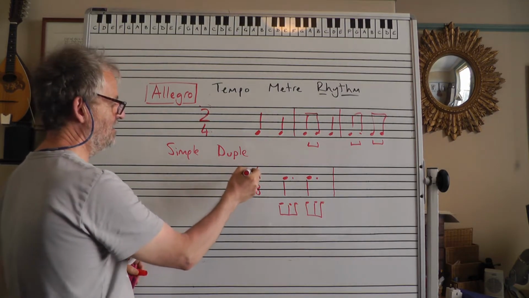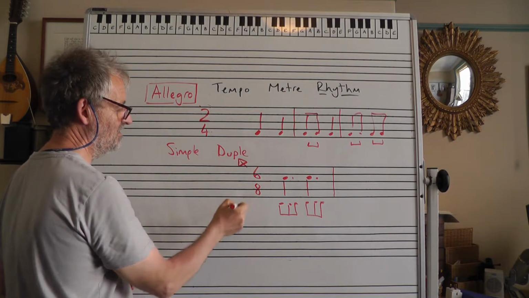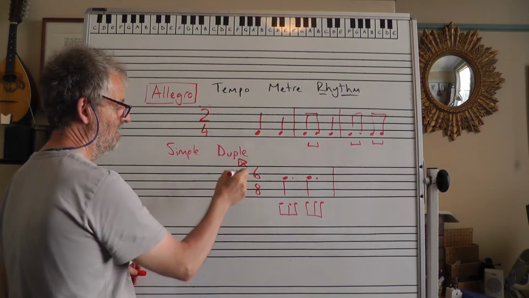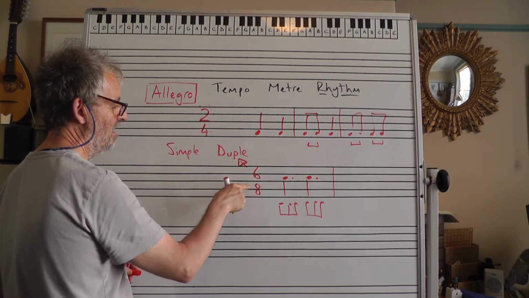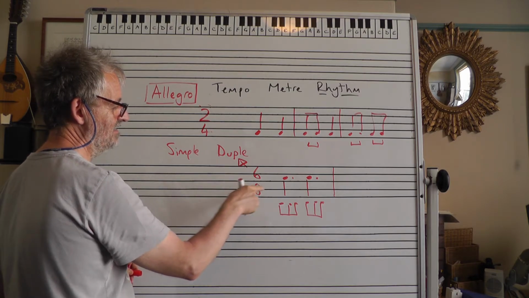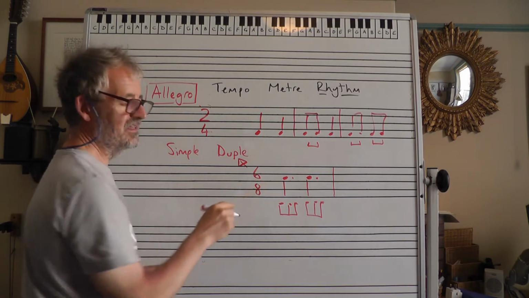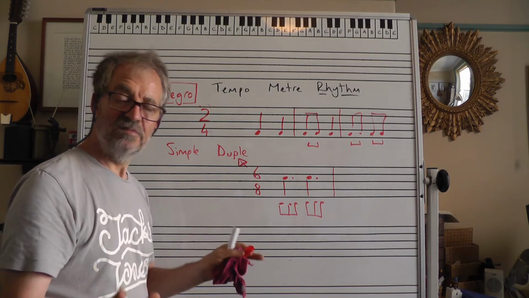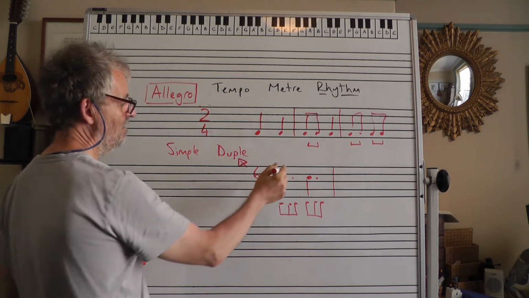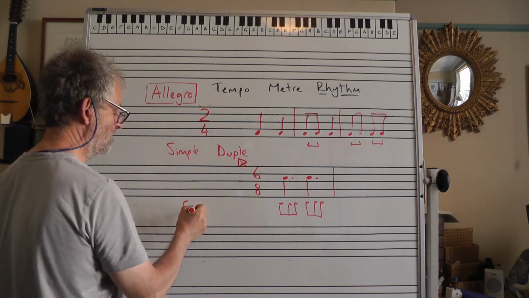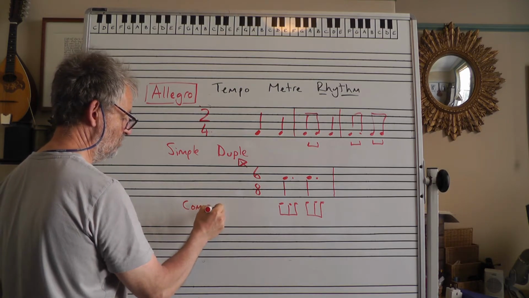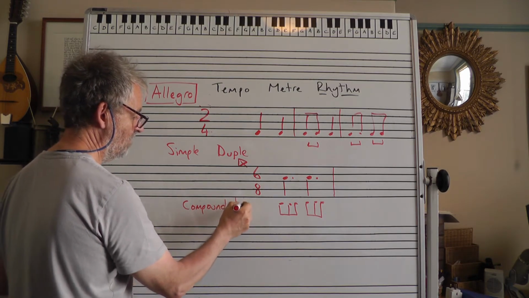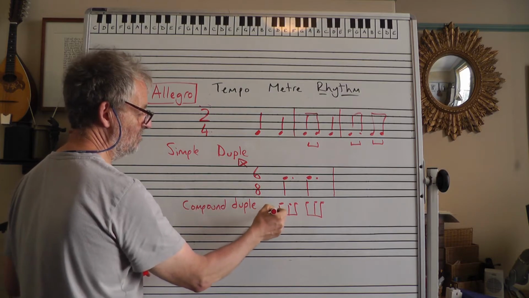But 6/8 is still duple, still 2 beats in a bar, but instead of being 2 lots of 8, it's actually 2 lots of dotted crotchets. Now it's going to take me some unpicking in a separate video if you want to know why, okay? But the effective thing is that we call it compound duple because the beats divide into 3.